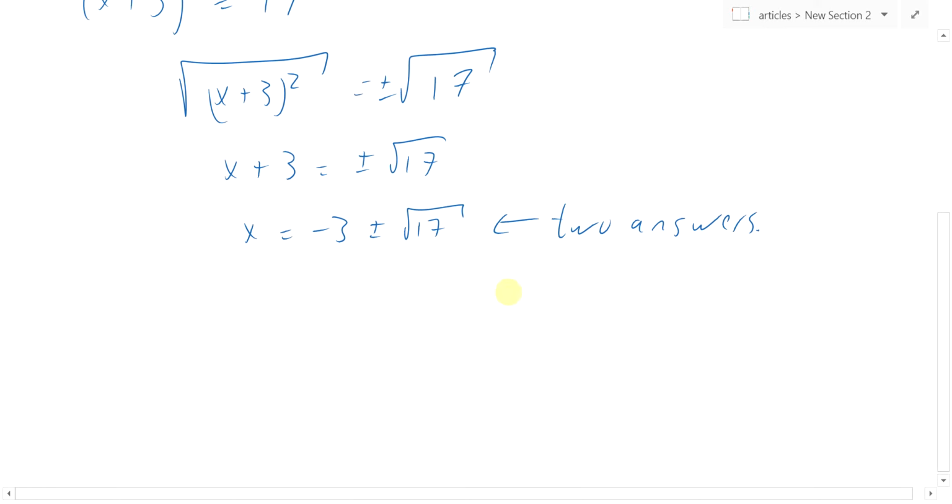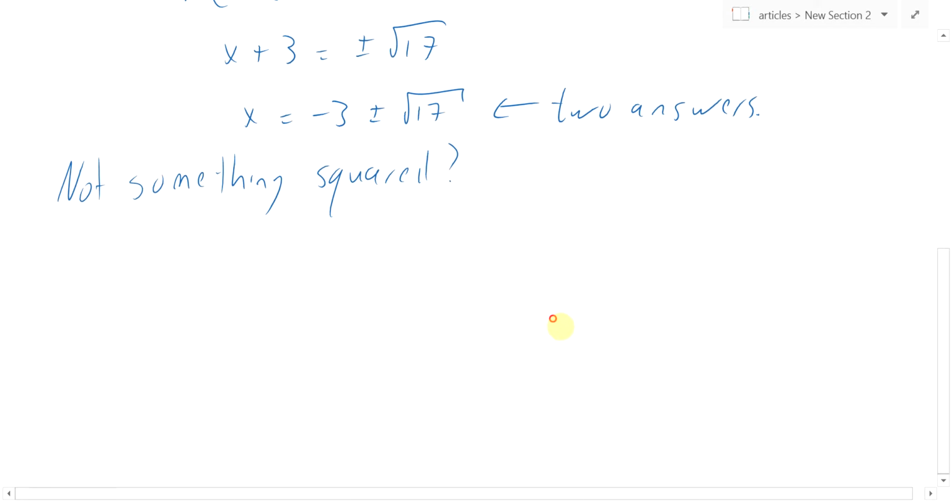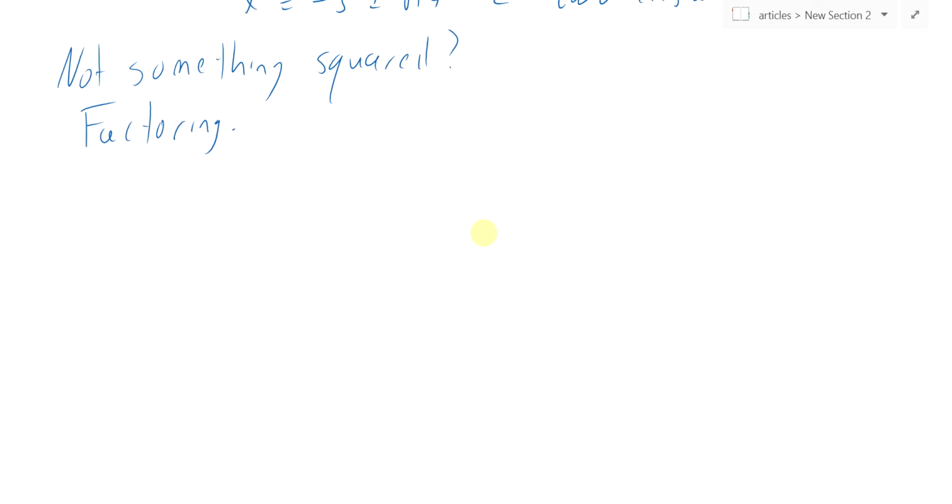What if it's not something squared? And here there's actually three things you can do. You can factor, you can complete the square, or you can use a quadratic equation. And here we'll do factoring, and we know how to do that because we spent some time doing that last week. So suppose we want to solve 14x squared plus 19x equals 3.